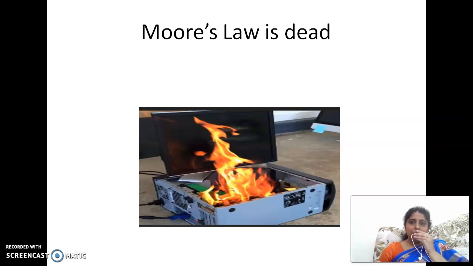There is a lot of research going on, and due to that there are many innovations like quantum dots, FinFETs, and memristors. All these are the future electronics.